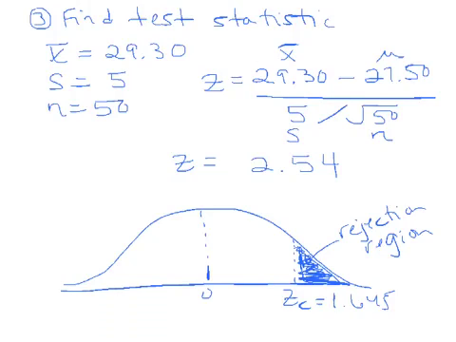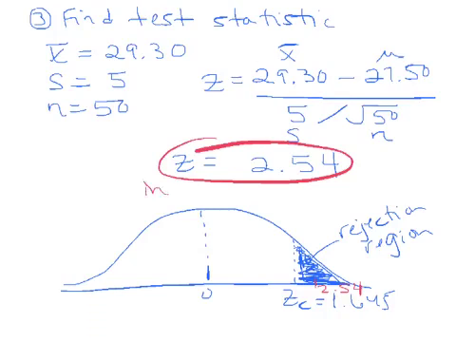Okay, so now our test z is going to be somewhere, say, right there, 2.54. Because this is above 1.645, this z right here is in the rejection region. Drawing it out will really get you to see why we're rejecting, because I made that rejection region, and my z was in there.